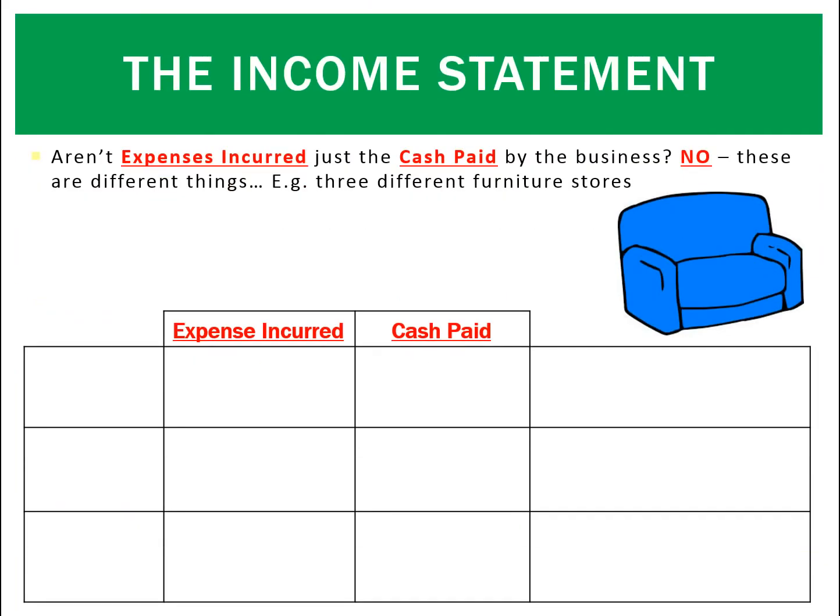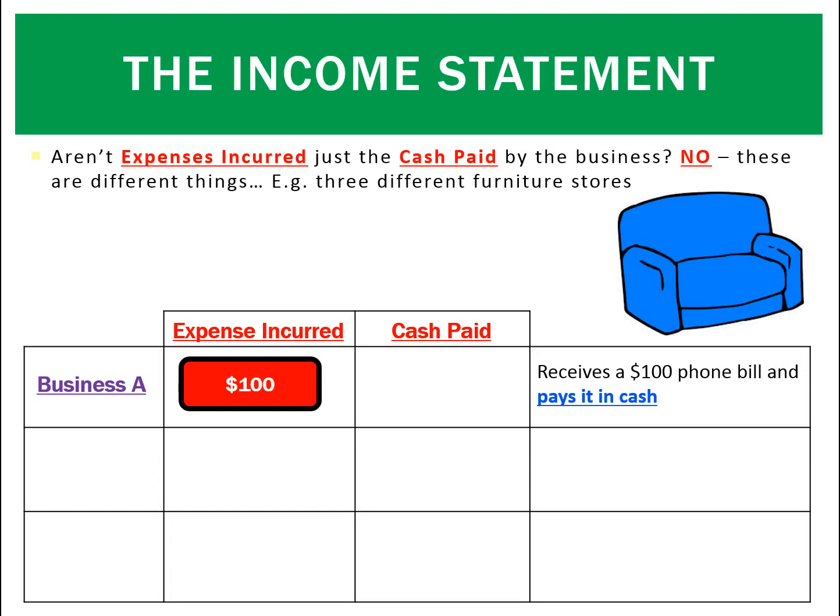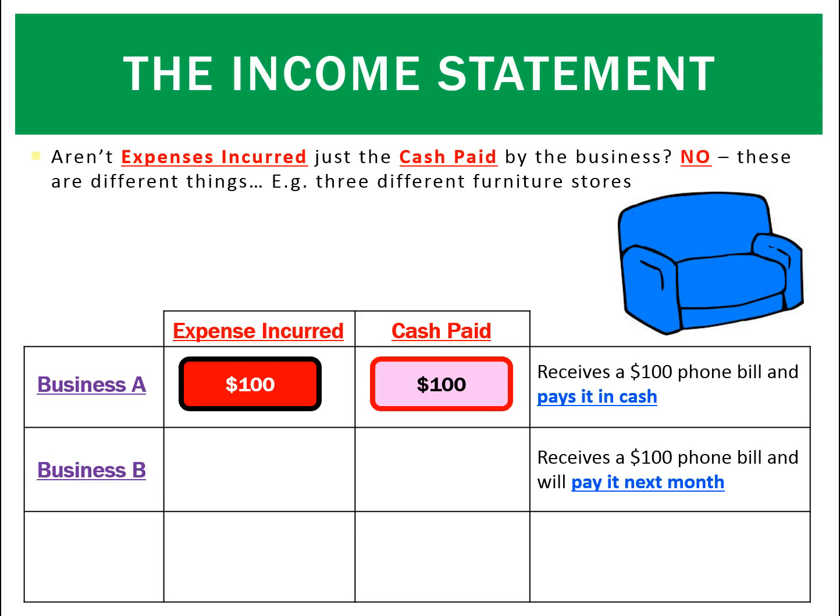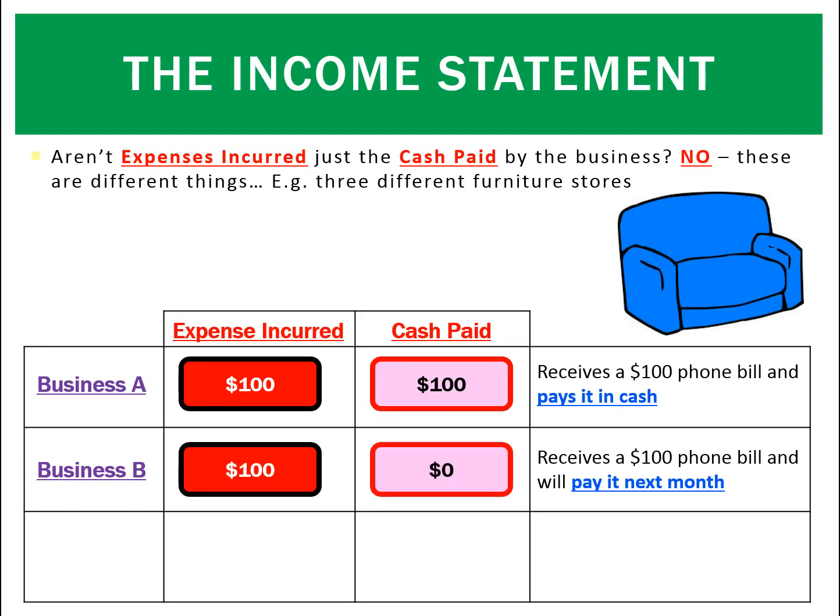Expenses incurred, isn't that just the cash that I pay? That's actually again wrong. I need a background in accounting to understand this. Business A received a $100 phone bill and they have paid it. So they've got an expense incurred and they've paid $100. Business B got their phone bill and they've decided to pay it next month. So they've got an expense incurred and their cash paid is actually $0. So we have a difference.